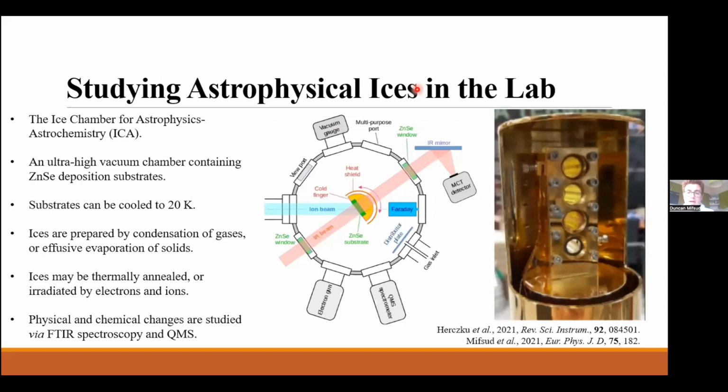Okay, so how do we actually go about studying these astrophysical ices and their radiation chemistry in the lab? Well, here in Hungary, we have a custom-built experimental setup, the Ice Chamber for Astrophysics-Astrochemistry, which we call ICA.